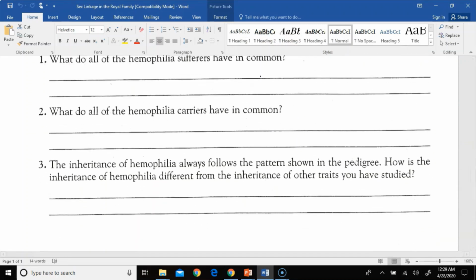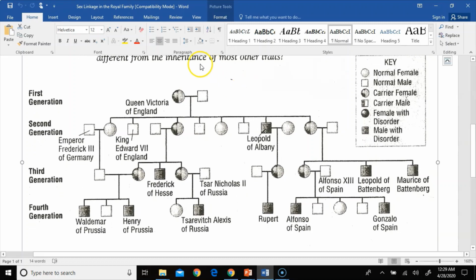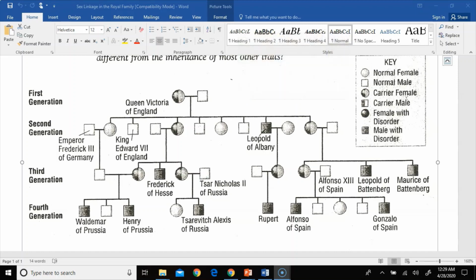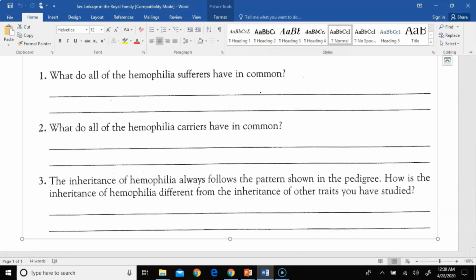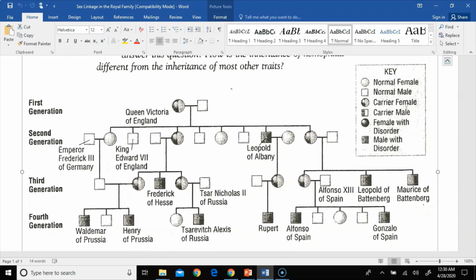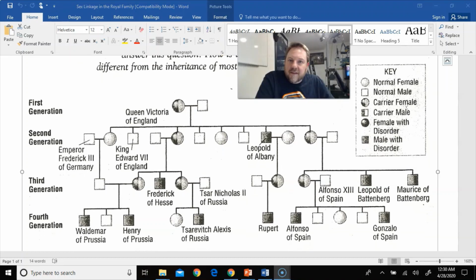What about the next question that says, what do all the carriers have in common? All right, well, take a look at them. What do you notice about every single carrier or half-shaded person in this pedigree? They're all females. Okay, that's a little confusing. And now look at the last question. It says, the inheritance of hemophilia always follows the pattern shown in this pedigree. How is the inheritance different from the other traits we have studied? Well, basically, in the other traits we studied, sex doesn't really matter, right? So why is it that sex matters here? There's something really, really important going on here.